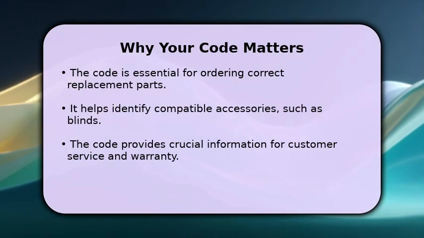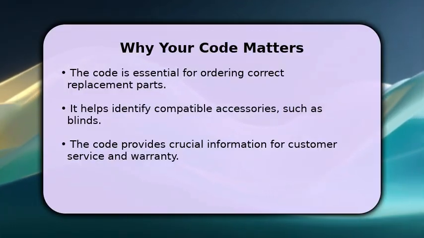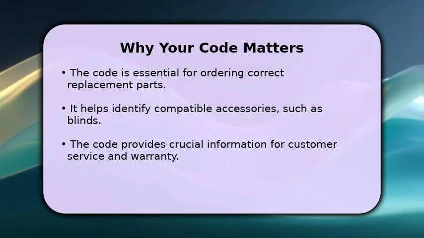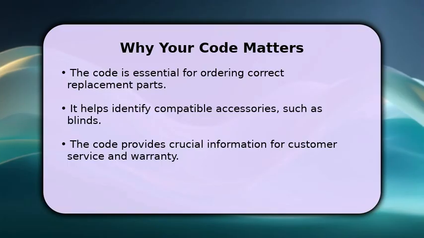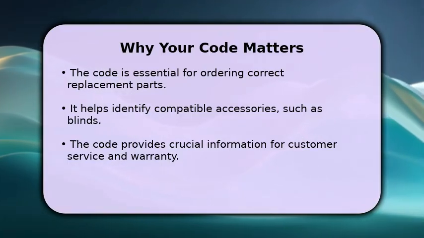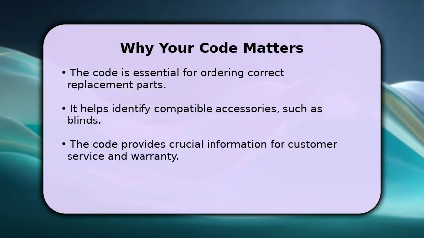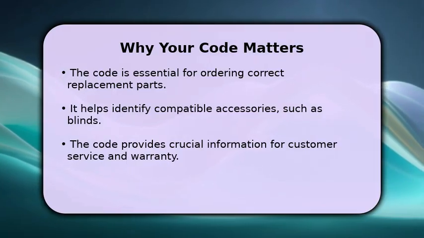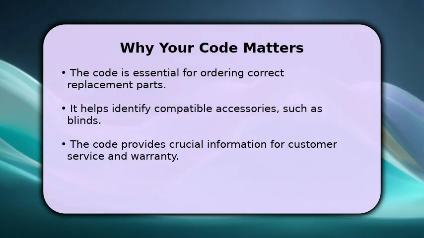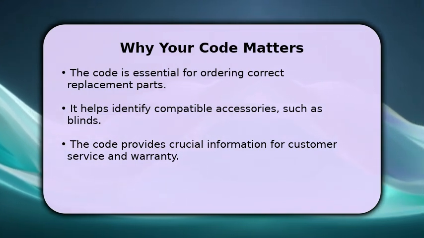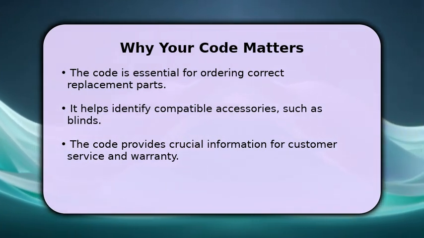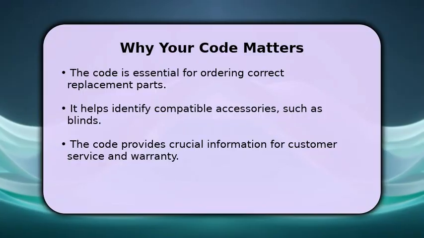Knowing your Velux window code is incredibly important. This unique identifier is essential when you need to order replacement parts, ensuring you get the exact components for your window. It also helps you find compatible accessories, like blinds, that fit perfectly. Furthermore, the code provides crucial information for customer service inquiries and warranty claims, making sure you receive the best support for your Velux product.